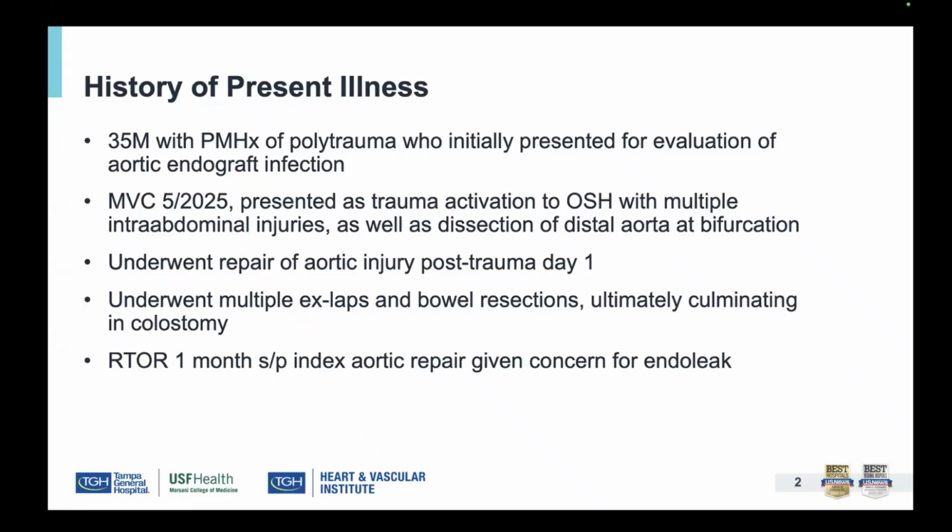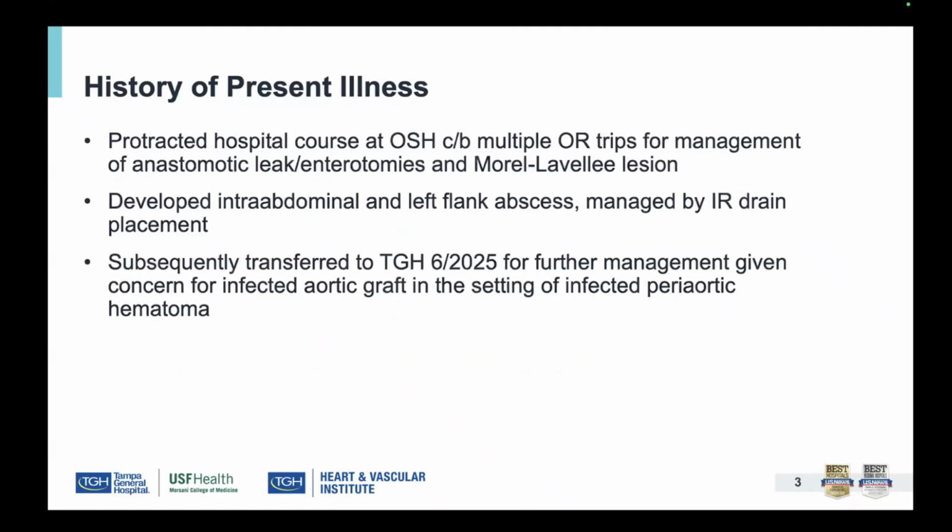Subsequently, throughout that hospital course, he underwent multiple XLAPs and bowel resections. Ultimately, he ended up with a colostomy. Around a month after his index aortic repair, he did have to return to the OR for concern of endoleak. His graft was subsequently relined on the right limb. His hospital course was very protracted.